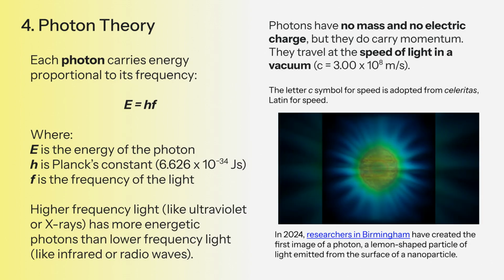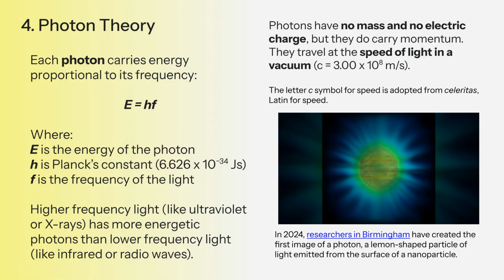The photon theory shows that light carries energy in packets. Each photon carries energy proportional to its frequency, calculated using the equation E equals hf. Here, h is Planck's constant, or 6.626 times 10 to the negative 34th joule seconds. It is a fundamental constant relating a photon's energy to its frequency.